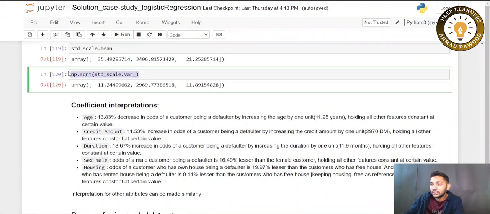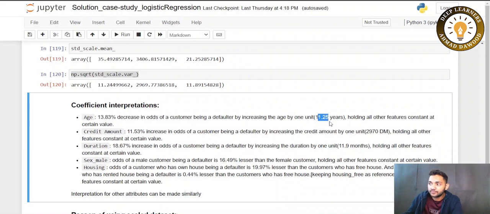So it will be standard deviation. One standard deviation change means 11.25. Okay, so it means 13.83% decrease in odds of a customer being a defaulter by increasing the age by 11.25 years, holding all other features constant at certain value. Okay, because we have a scaled age column here, that's why 1 unit will be one standard deviation.